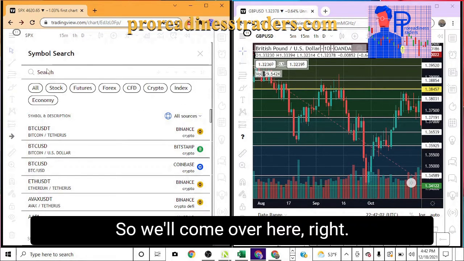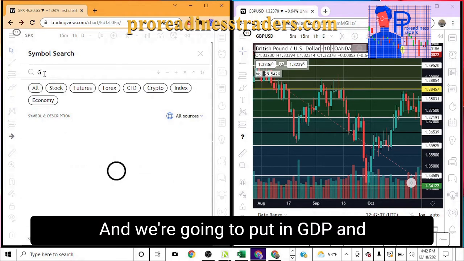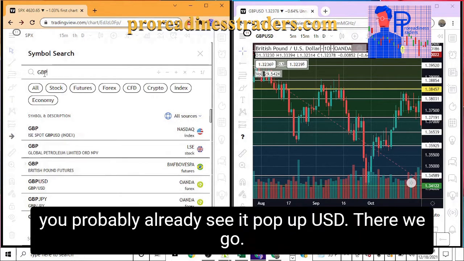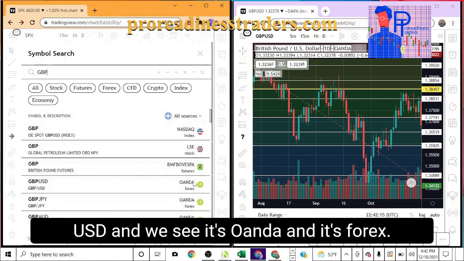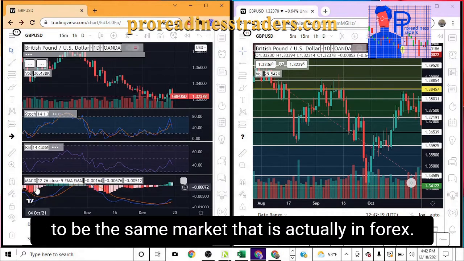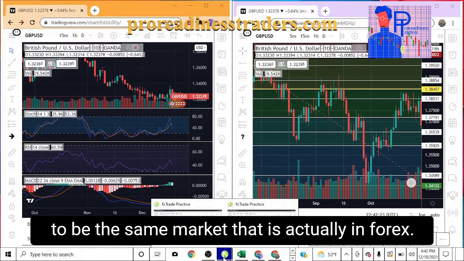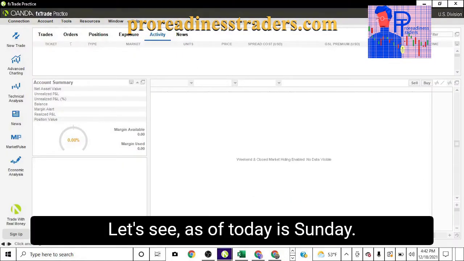So we'll come over here, right? And we're going to put in GBP. And you probably already see it pop up, USD. There we go. So when we scroll down here, we see GBP USD, and we see it's Oanda and it's Forex. So that's the one we're going to use, which is going to be the same market that is actually in Forex.